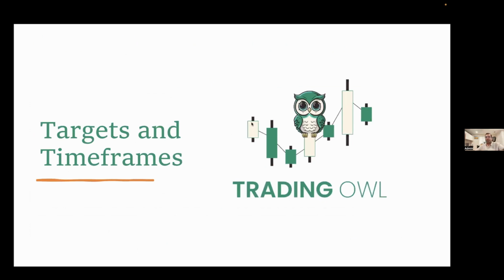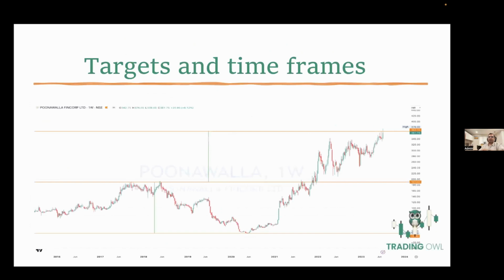So targets and timeframes. How do you use trend lines and channels to determine the targets and timeframes? Now this is Poonawalla FinCorp. I'm just giving you 2-3 examples to explain because it's a very simple concept. Now, this is the range from which it had to break out. The bottom part of the range was around 30 or 40, and the breakout happened at around 190 odd levels.